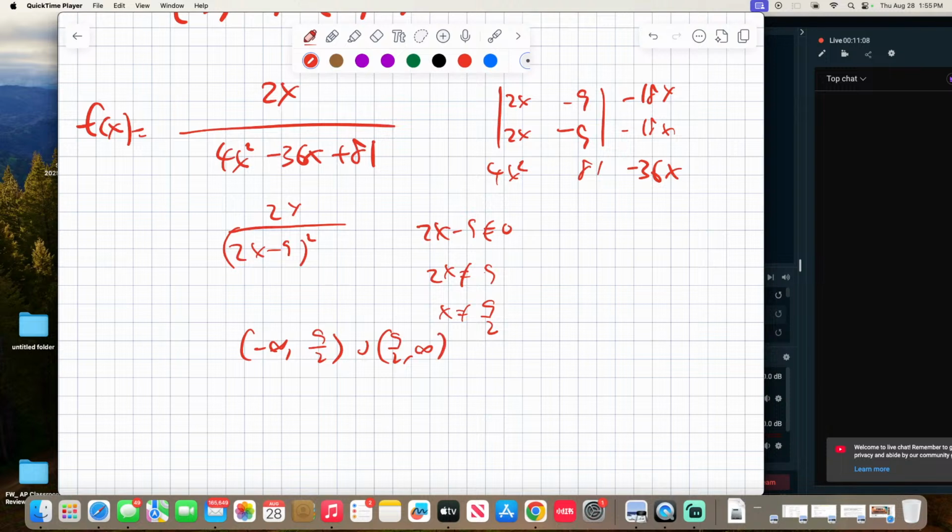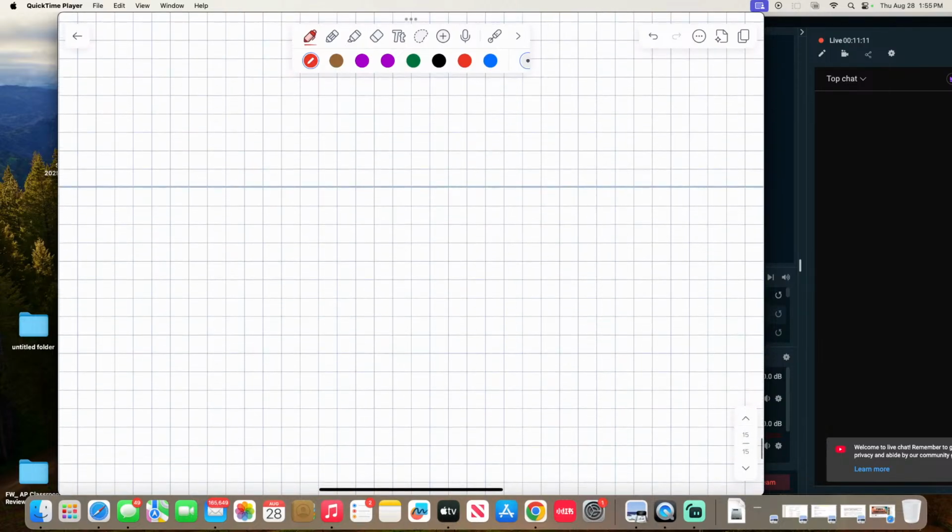Let's talk about how to simplify rational functions. Let's see how many of you know how to simplify this.